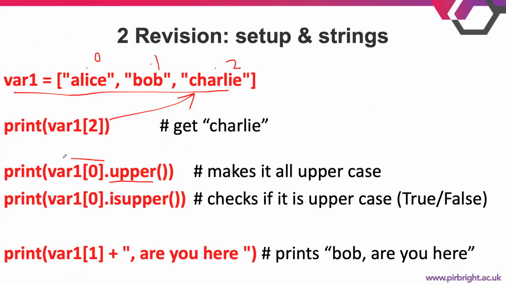We can convert these to uppercase if we want with the dot upper function, which is added on to the end of this single variable, Alice, and that will print Alice as uppercase only. We can also check if it is true or false on the basis of whether var1 element 0, Alice, is uppercase or not. That will be true or false that we get back. In the same way, we can actually add on to a string here. So we have this string here, which is, sorry, it's Bob, with the plus sign there at the end to add this string of text on the end to it. So this will print out Bob, are you here?